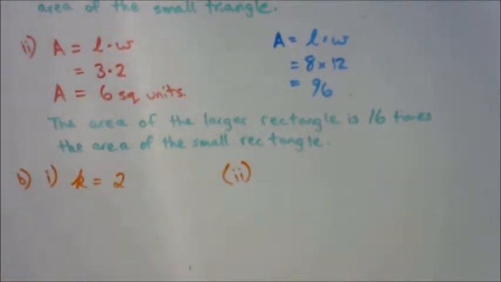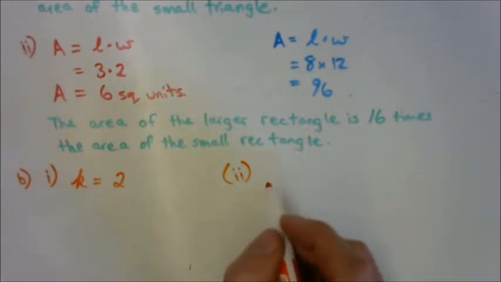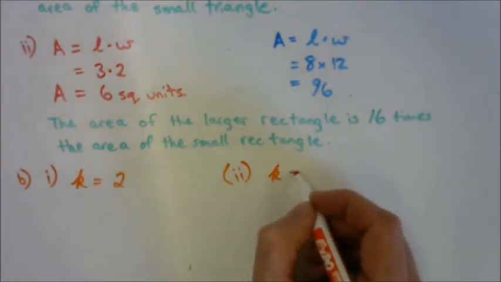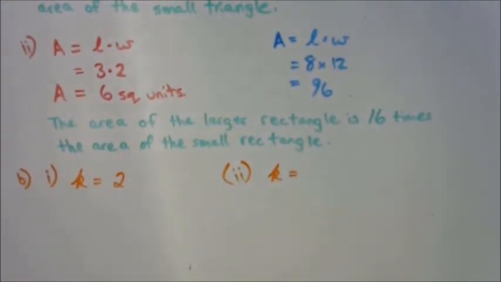Going back to this. And in the second diagram, scale factor, how do the side lengths compare to each other to get from the small rectangle to the large rectangle? Four, right? I just take 2 times 4, I get 8. If I take 3 times 4, I get 12. So the scale factor for the rectangles is just 4. Good.